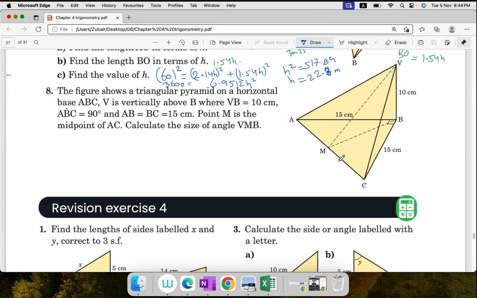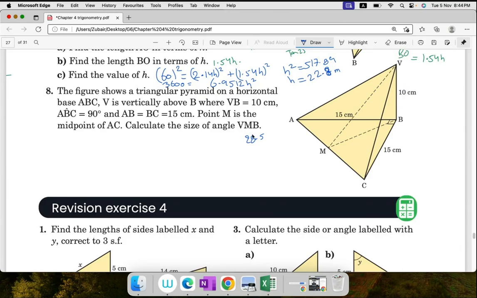Sir, 28.5. Ali, what are you getting? Sorry, Paris. 28.5. The figure shows a triangular pyramid on horizontal base ABC. V is vertically above B. VB is 10. ABC is 90 degrees. AV is equal to BC is equal to 15. Point M is the midpoint of AC. Calculate the size of angle VMB.